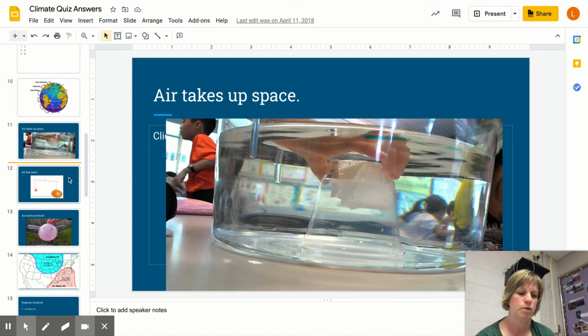This was the demo where air takes up space. You can see that you had the speaker with a paper towel. I went straight down into the bin of water. The paper towel came out dry because air was taking up the space. So if you like that one, you can sketch that and explain that.